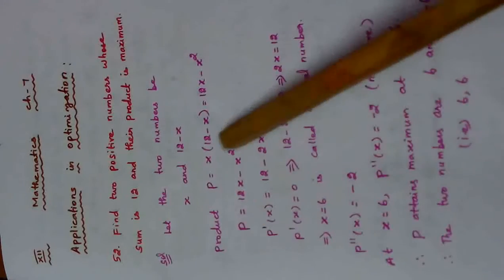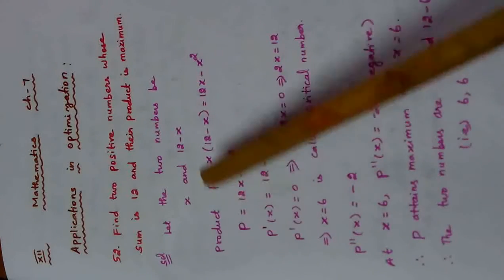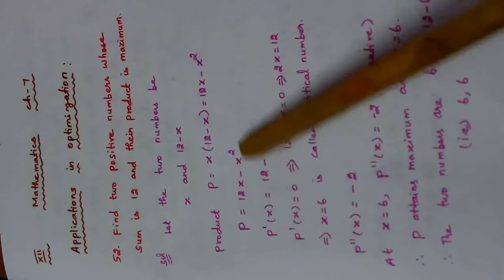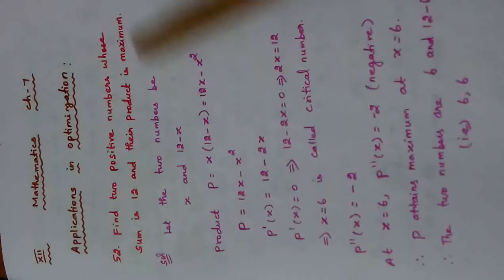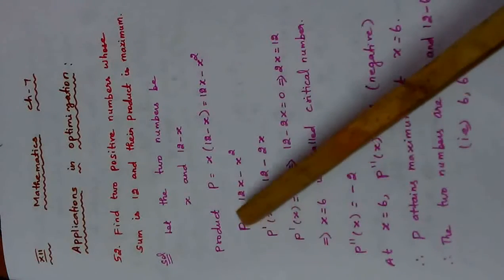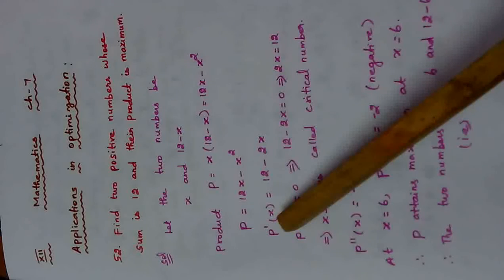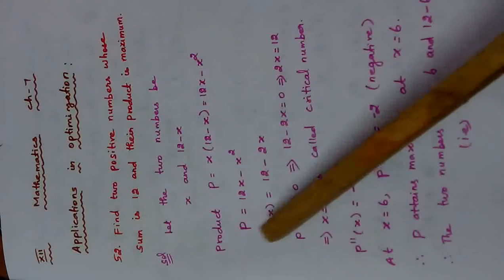So this is the product function. P is equal to 12x minus x square. We want this to be maximum. So what we are doing is the first derivative, that is, we are differentiating the product function.